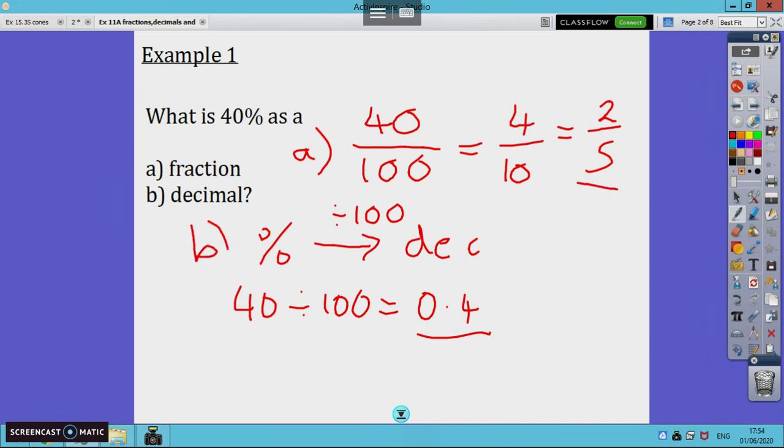And that was part B there. So make sure you've got that working out down. Okay, I'll just split it kind of into 2 so you can see where the line goes from A to B. Get that down in your books and we'll go on to another example.